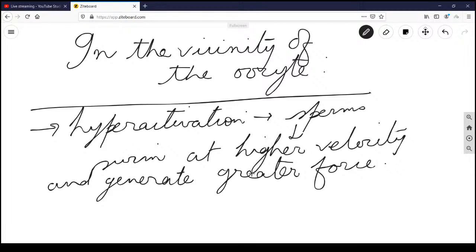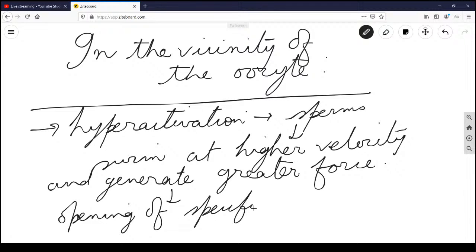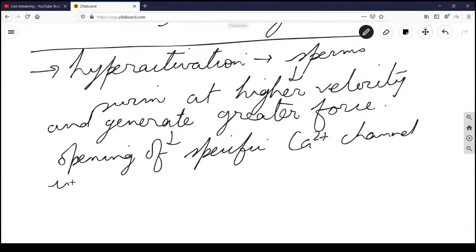Now, when the sperms have become hyperactive, hyperactivation appears to be mediated by again opening of a sperm specific calcium channel. Where? In the sperm tail. That's why the flagellum will move at a higher velocity. So you can say opening of a specific calcium 2 plus channel in the sperm tail.